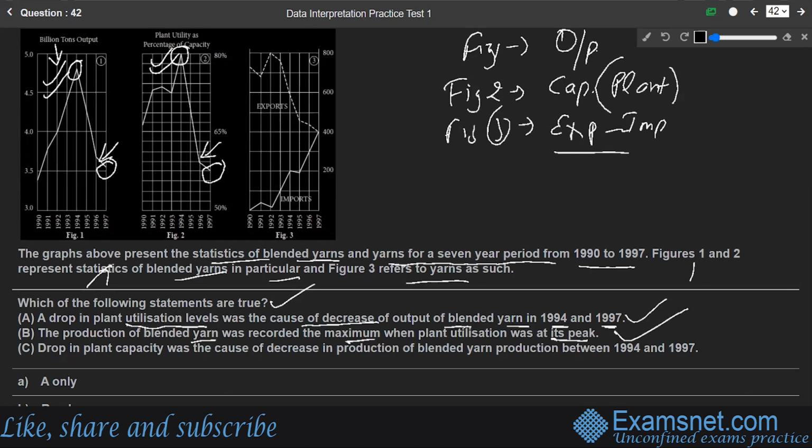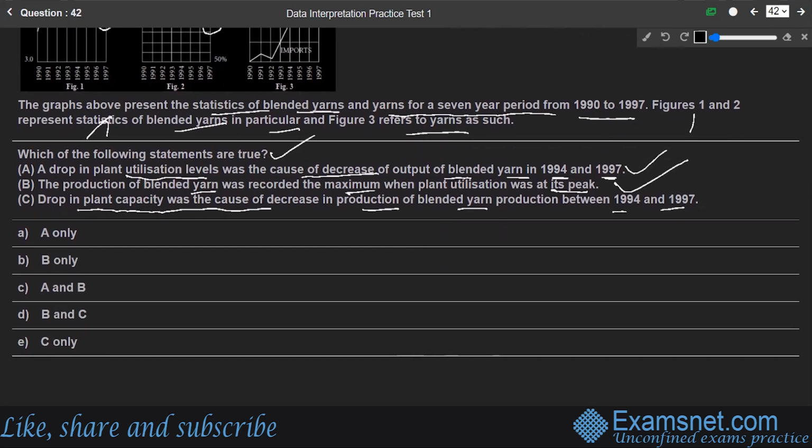If we check statement C also: drop in plant capacity was the cause of decrease in production of blended yarn between 94 to 97. He's saying drop in plant capacity was the cause. So this statement could also be right, but if we see the options, we can see that A and B is available. So we can always go for the A and B option. So option A and B becomes the right answer. They are the real cause.